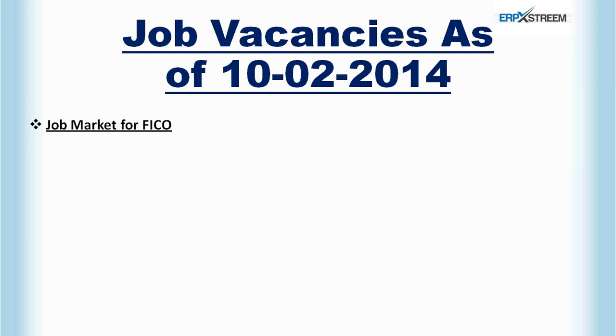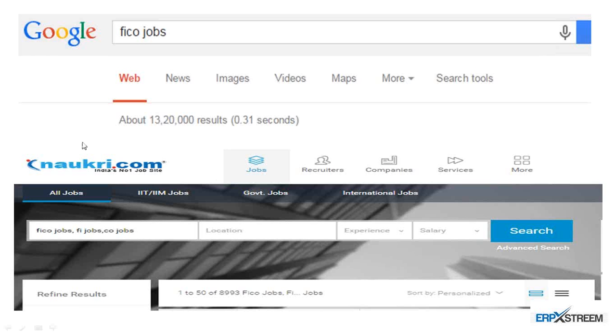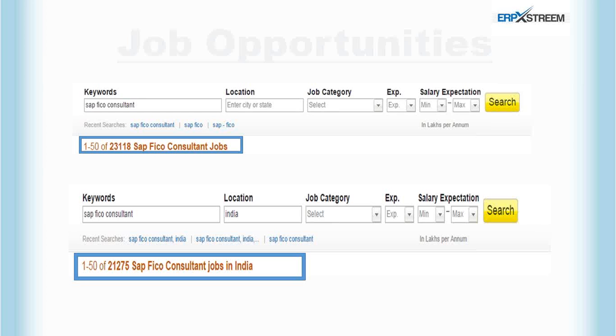Now let us see the job opportunities, or the job market, as of last month. Again, these figures are not given by me; all of it is copy-pasted from Google. You will find the attachment for these screenshots. Google is saying 13,20,000 FICO jobs. You may think he is joking. No, it is not a joke, it is the reality. See this, from Google, FICO jobs, 13,20,000.